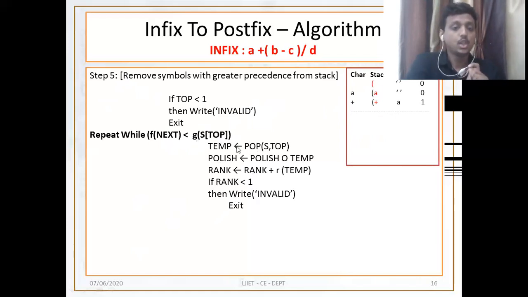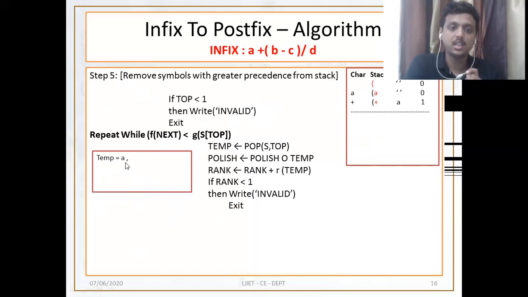So what do we need to do? You just need to pop the variable. When you do the popping operation, temp contains A. The next step, polish contains A because it is concatenated with null. Now the previous rank is 0, and the new rank is 1 after adding A. It becomes 1. Now check the condition.